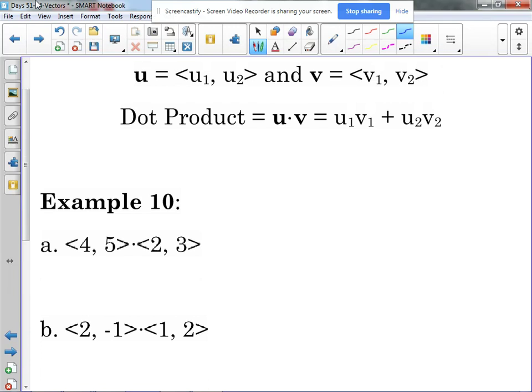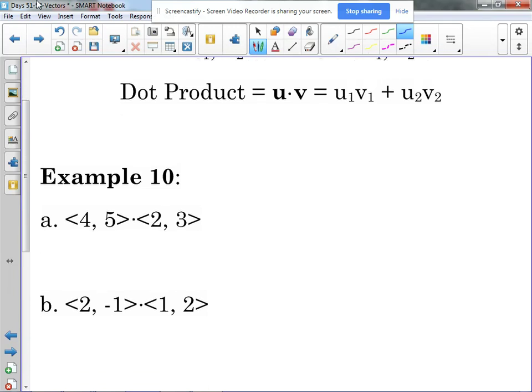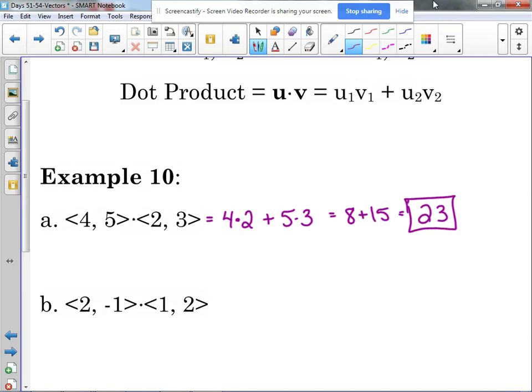So let's look at a couple of examples here. We've got the vectors 4, 5, and 2, 3. So the dot product, we multiply the x's together, plus we multiply the y's together. So we've got 8 plus 15. So the dot product here is 23. The dot product is a whole number. Okay, that is a scalar. It's not going to be another vector. It's just a number.